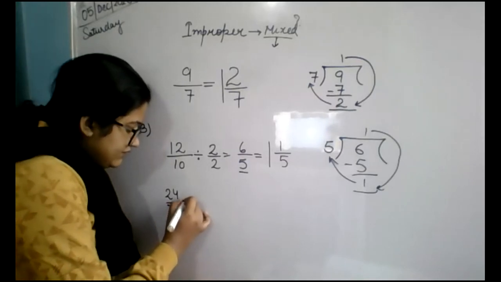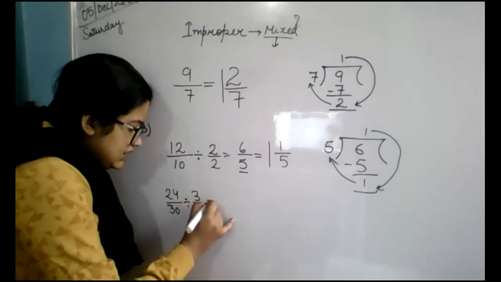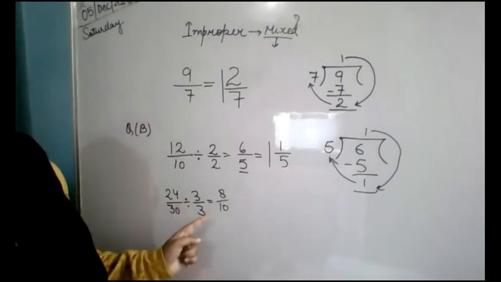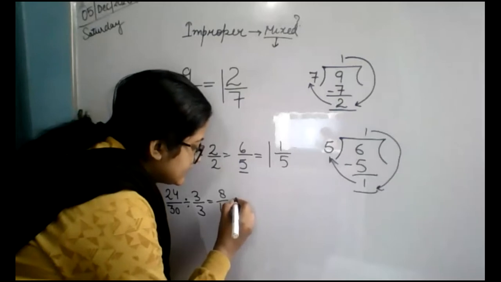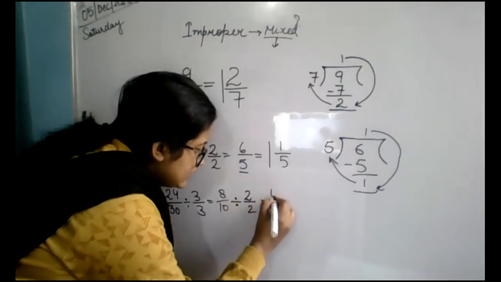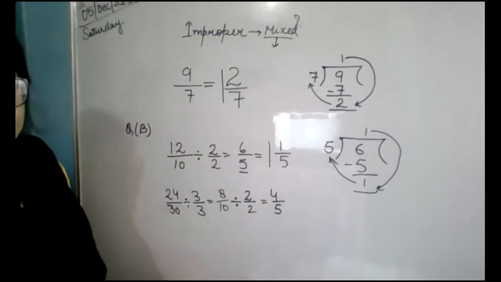When you divide it, they are coming in the table of 3. So 3 8s are 24 and 3 10s are 30. Still they are not in their lowest form. 8 upon 10 is not in the lowest form. So you will divide the numerator and denominator again by 2. 4 2s are 8 and 2 5s are 10. 4 upon 5 is the answer.